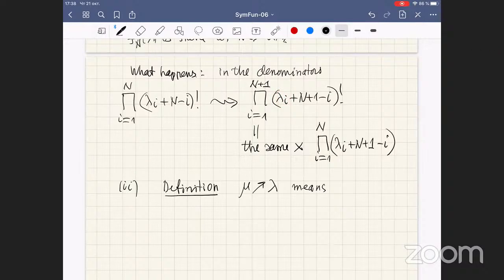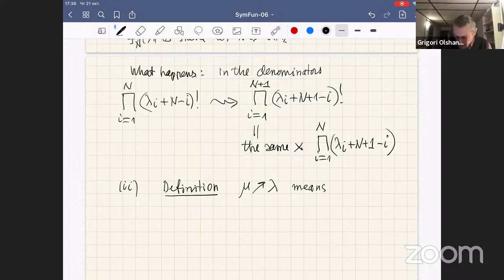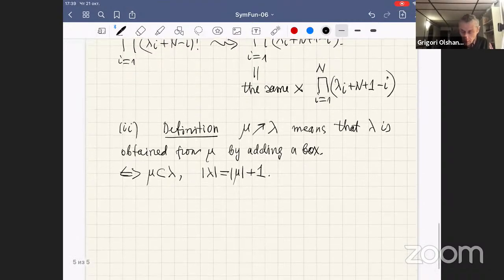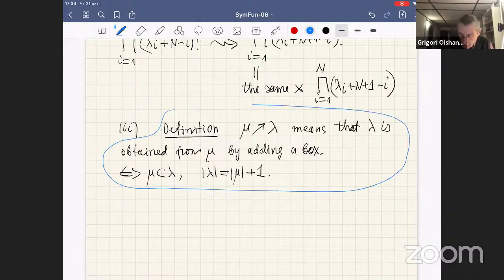Okay, so I continue. By definition, lambda is obtained from mu by adding a box. This simply means that mu is contained in lambda, and the number of boxes in lambda is equal to the number of boxes in mu plus 1. So this is the definition. And now the claim that I need is a recurrence relation.